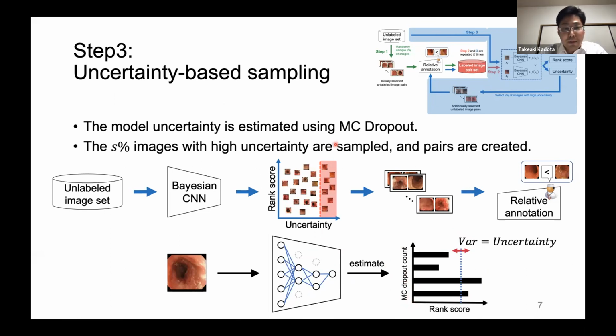The S% images with high uncertainty are sampled and pairs are created. In addition, relative annotation is performed by medical experts. The annotated pairs are added to the training data and the Bayesian CNN is trained again. Step 2 and step 3 are repeated to increase training data gradually.